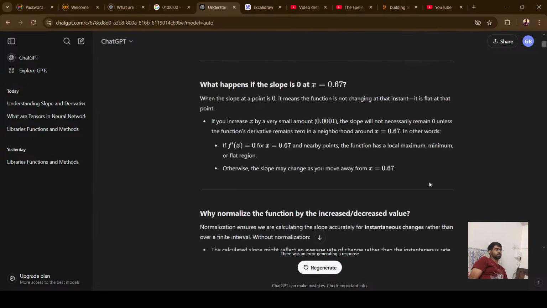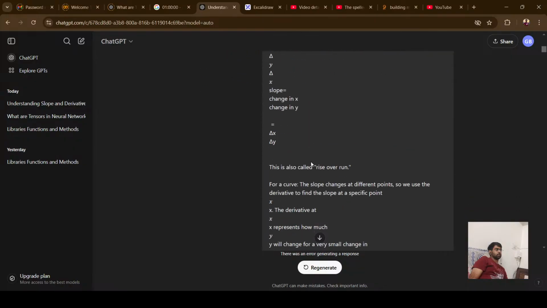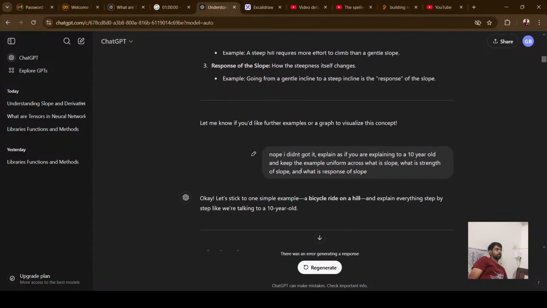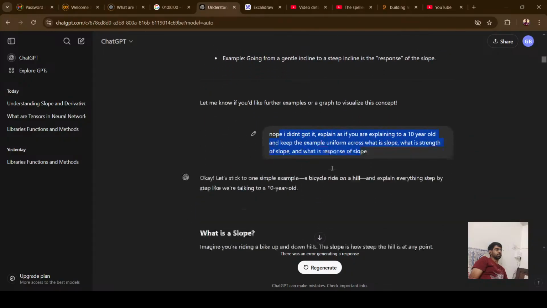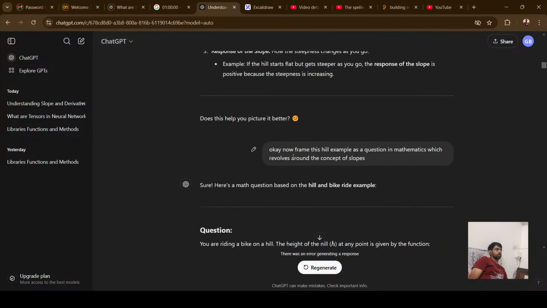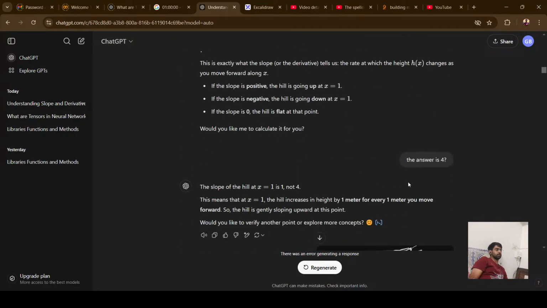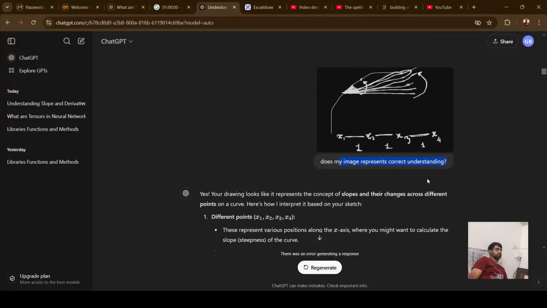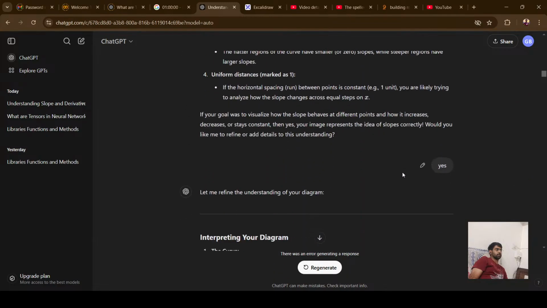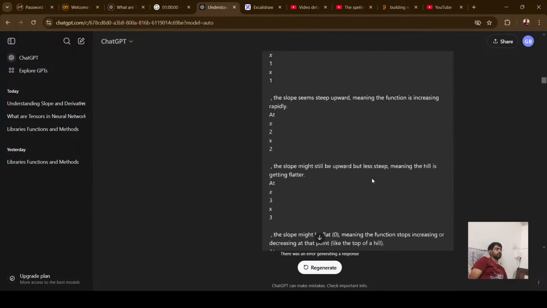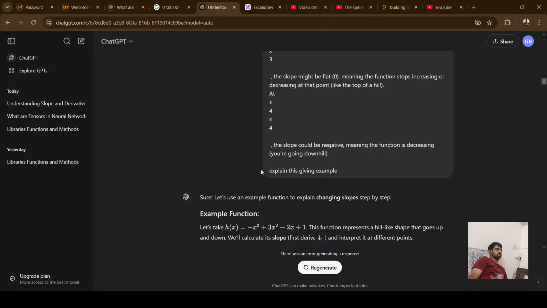What does this all mean? Okay, what is the slope of a function? Explain in an exact real world analogy. Now frame this like there's a question in mathematics: what is the slope? So indirectly you're asking how many squares increase, the answer is 4. Is my understanding correct? Explain this with an example.